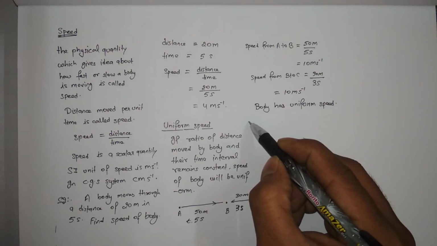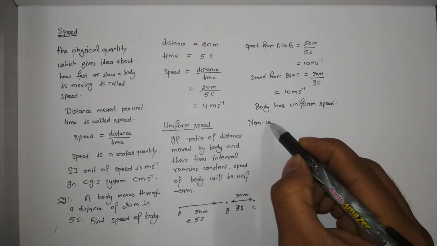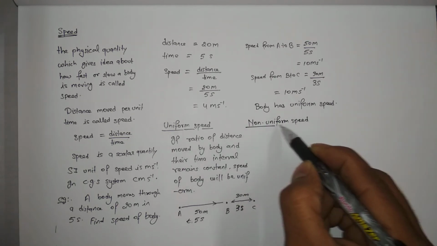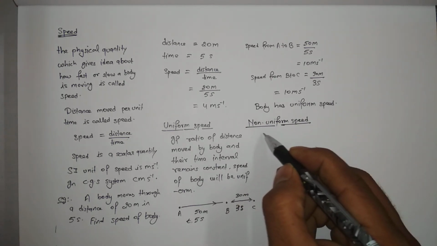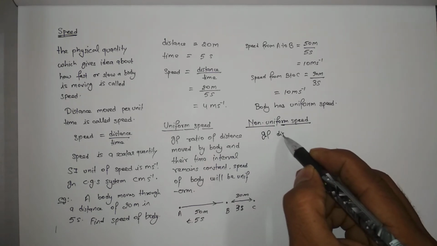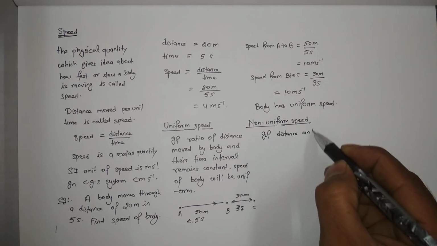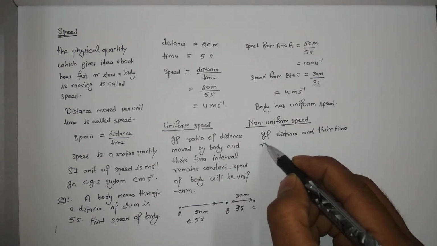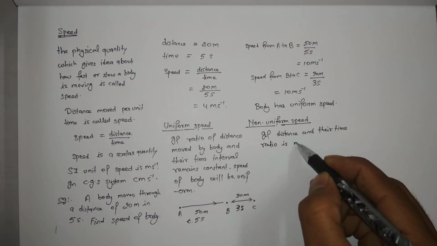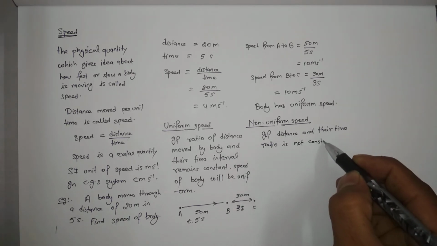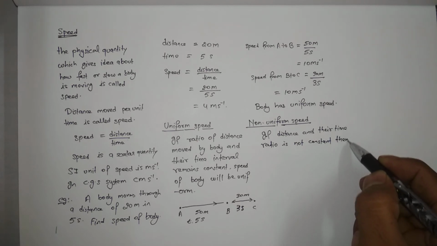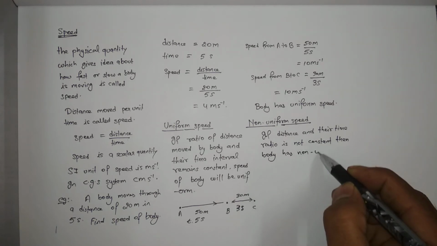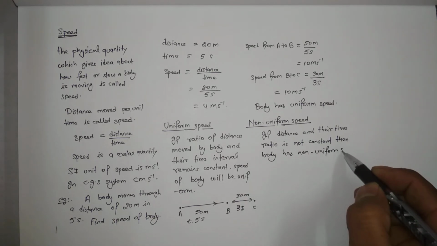Next is non-uniform speed. If distance and their time ratio is not constant, then body has non-uniform speed.